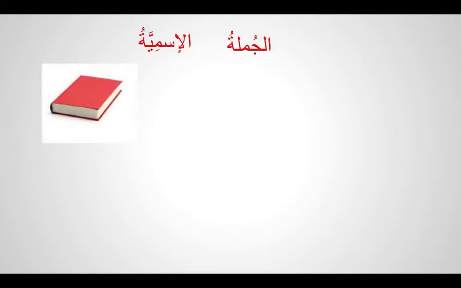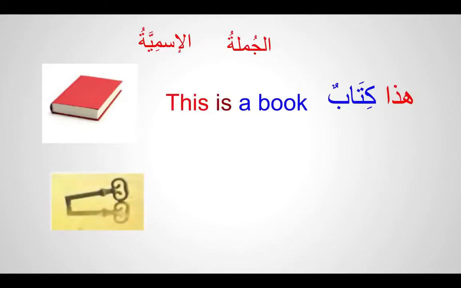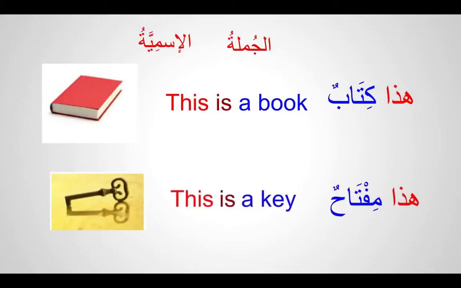So how do we say this? This is a book. Book means kitab. So if I want to say this is a book, how do we say? Say hadha kitabun. This is a book. What is this? Say hadha miftahun. Miftahun. Hadha miftahun. This is a key.